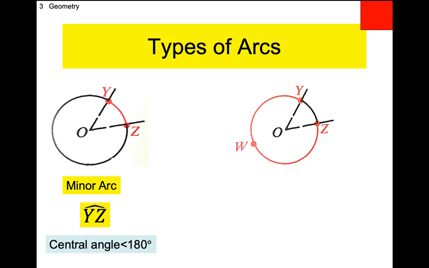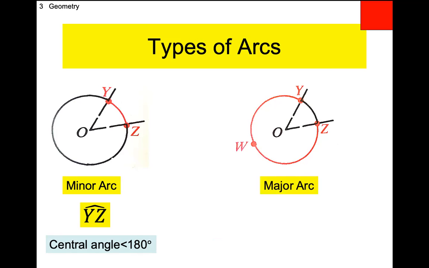Chandler's yelling out answers, but for the rest of you, what do you think? If this is a minor arc, this is a minor arc. The red looks exactly the same. If that's a minor arc, then this one must be a major arc. Write that down. Thank you, Danny.